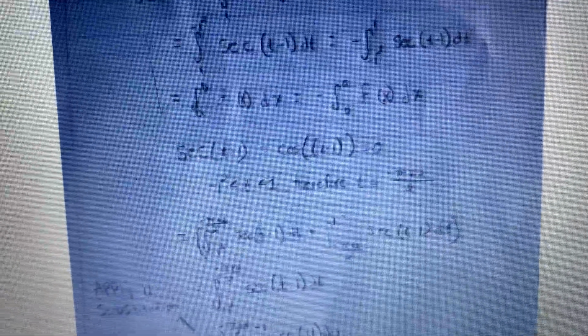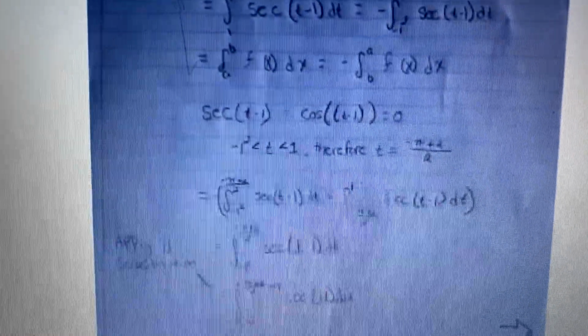Then you get your answer below, which you can see right here, which is the formula that you're supposed to use, which is from the above one, which is this right here, and we're using it right here. All right, and when you move down, you apply U substitution. You get equals the integral from negative 1 squared to negative pi plus 2 over 2 of secant(t minus 1) dt.